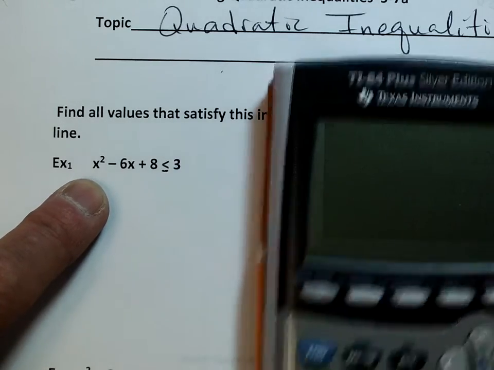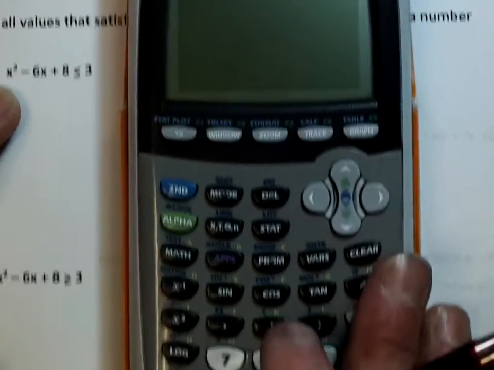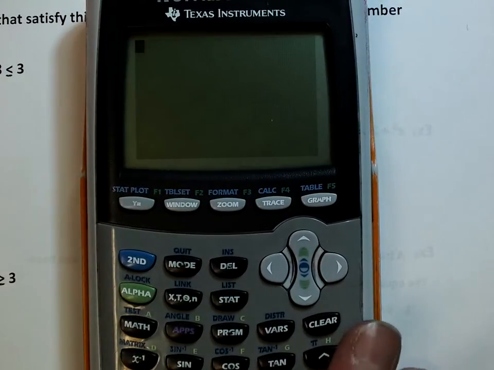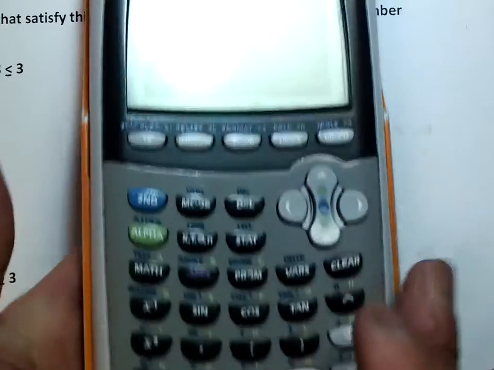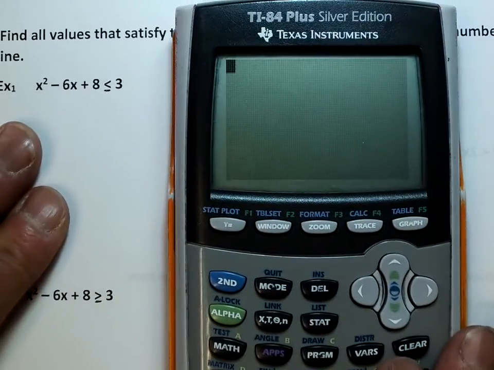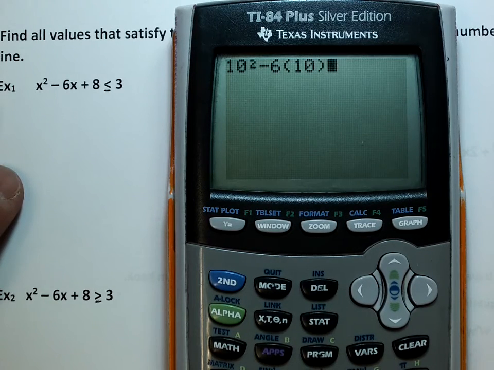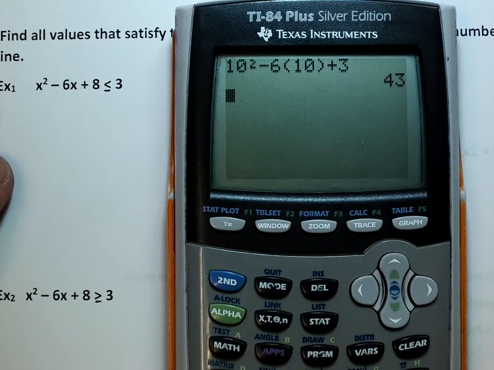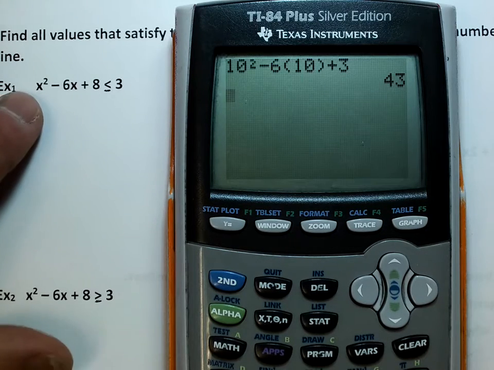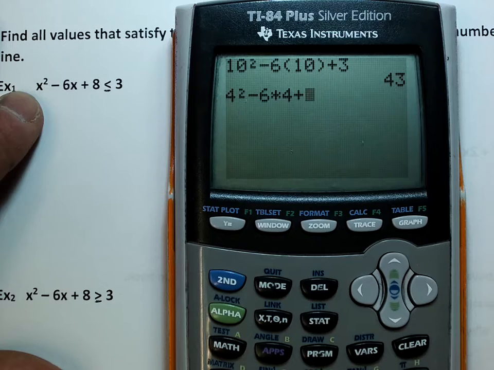You can't see the calculator. No, Katie, thank you. Oh, you can't see anything, can you? So it's on the calculator, you see now? Yeah, there you go. So if I go 10 squared minus 6 times 10 plus 3, that still doesn't work, right? Wait, it should be plus 8. It doesn't matter. So what about 5? Shh. What about 4 maybe? 4 squared minus 6 times 4 plus 8.